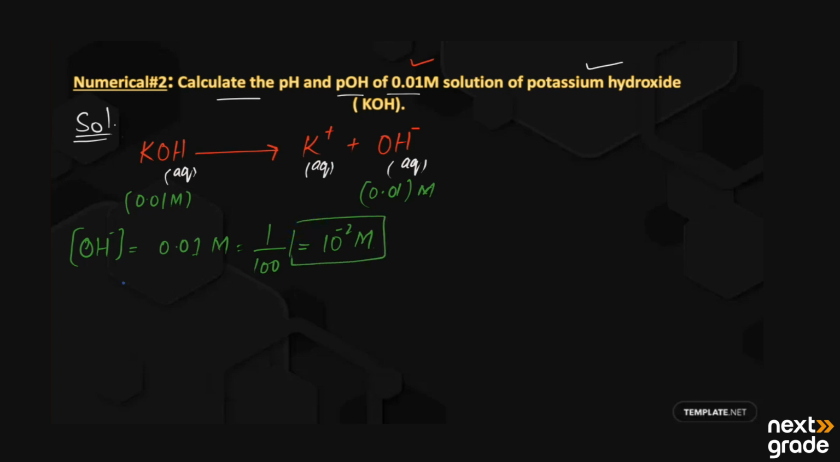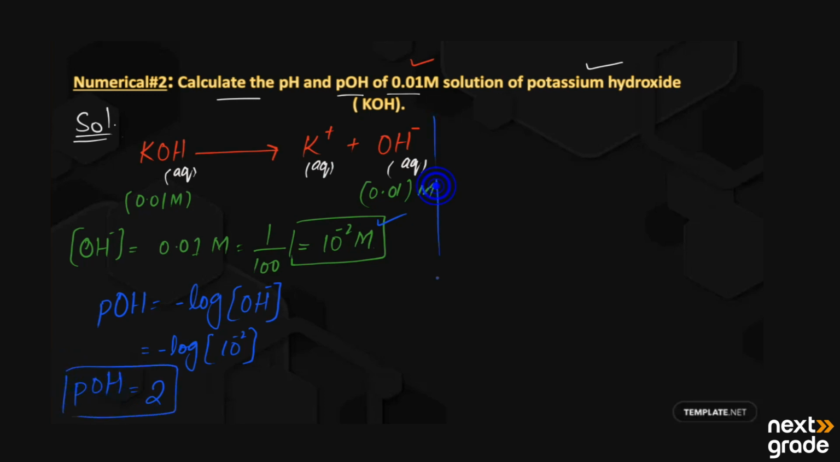We have the equation for pOH. pOH is equal to the negative log of hydroxide ions. Here the molar concentration of hydroxide ions is 10 raised to power minus 2. By putting the values, the negative log of 10 raised to power minus 2 gives 2. So the pOH for this solution is 2.